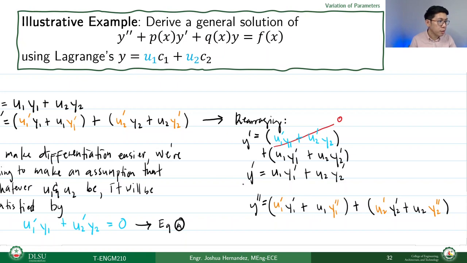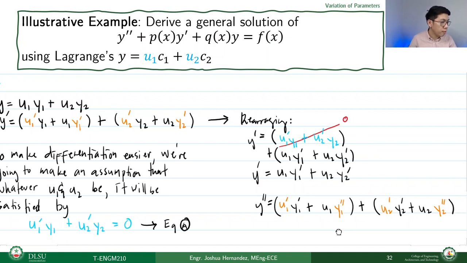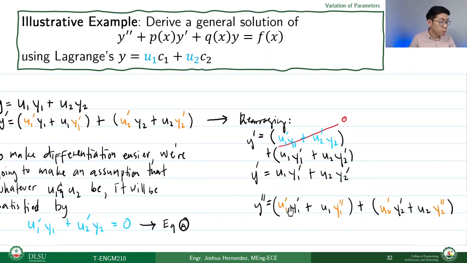So, kompleto na tayo, no? Meron tayong y. Ito yung y natin, u1y1 plus u2y2. Ito yung y prime natin: u1y1 prime plus u2y2 prime. Hindi nakakalito. And then, we have y double prime equals u sub 1 prime y sub 1 prime plus u sub 1 y sub 1 double prime, no? Plus u sub 2 prime y sub 2 prime plus u sub 2 y sub 2 double prime. Okay?